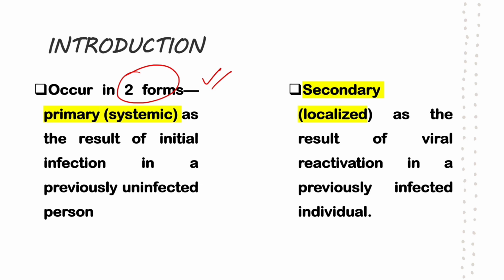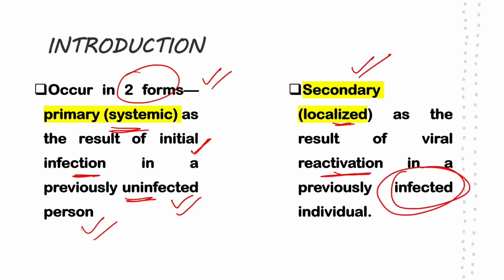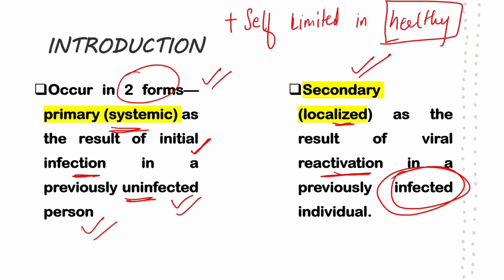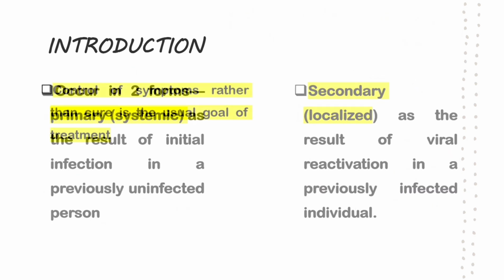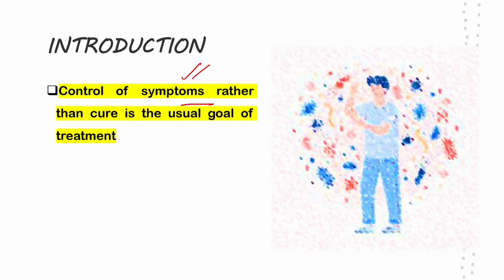First is the primary form, that is the systemic form, resulting from the initial infection or first-time infection in an uninfected host. The next form is secondary or localized herpes, which is due to viral reactivation in a previously infected individual. Both the primary and the secondary forms of herpes simplex virus infection are self-limited in individuals with a healthy immune system. But if the immune system is compromised, recurrences of the secondary form are frequent because the virus can remain latent in the ganglionic tissue of the individual. Now the treatment aims to control the symptoms of the herpes rather than cure the infection.